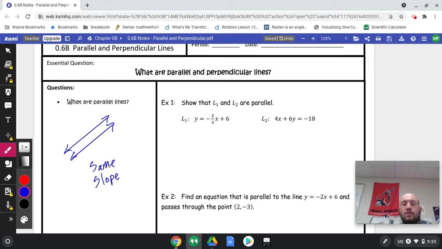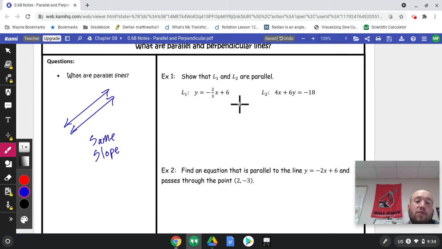So, with that being said, if we look here, it says show that L1 and L2 are parallel. L1 just stands for line 1, L2 for line 2. So the slope of line 1, I'm going to put M1 is equal to, right here we already have it, so negative 2/3. So if they are parallel, that means that the slope of line 2 would also be negative 2/3.